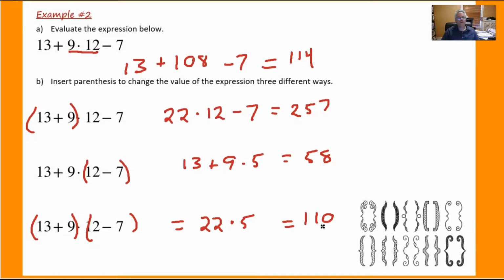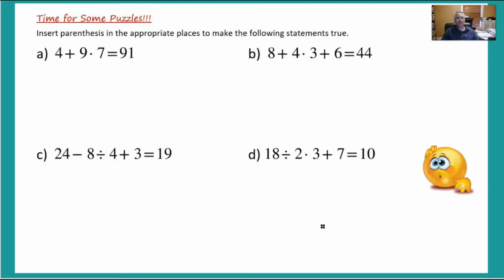Okay, so time for the puzzles. To solve some of these puzzles, you have to be willing just to try different things and play around with it. Sometimes it comes pretty quickly. Sometimes you're going to have to try a couple things. We want to insert parentheses to make it true. As it is, that's not true. 4 plus 9 times 7 is 67, not 91.